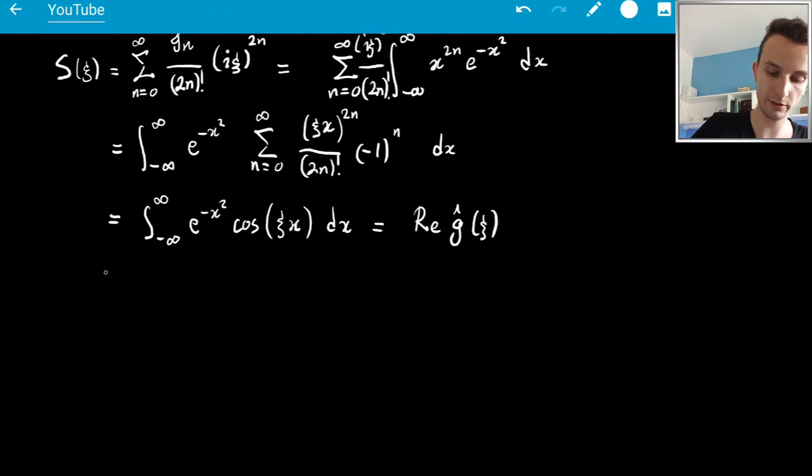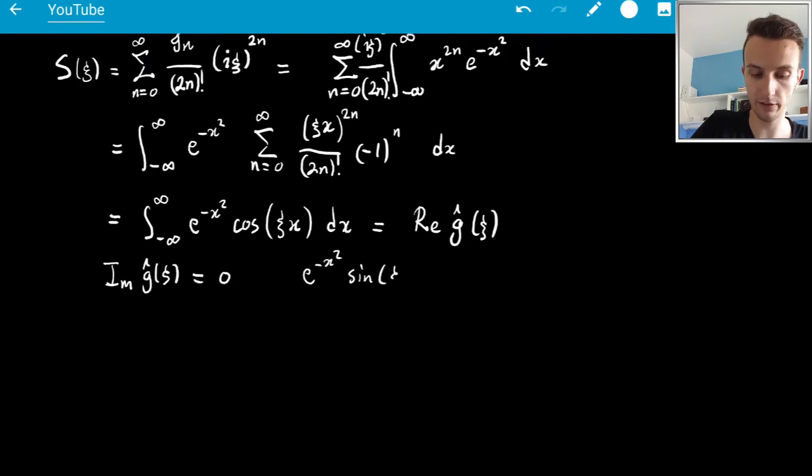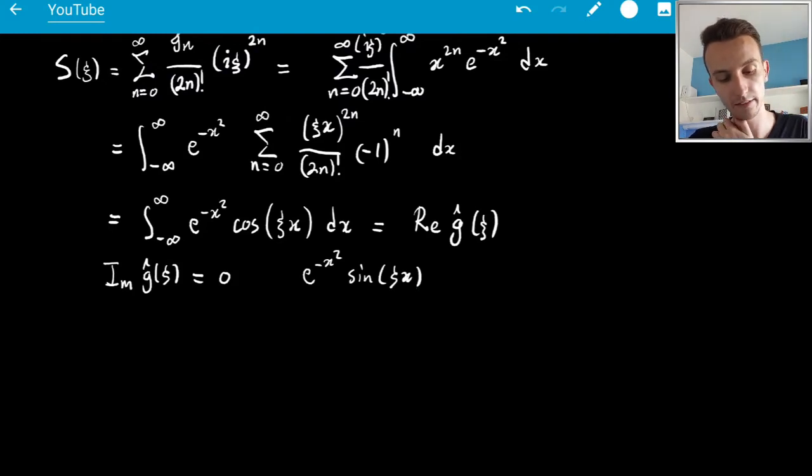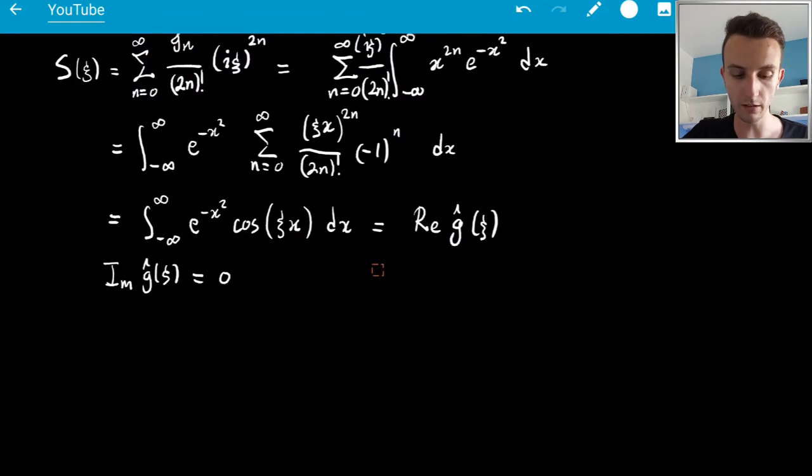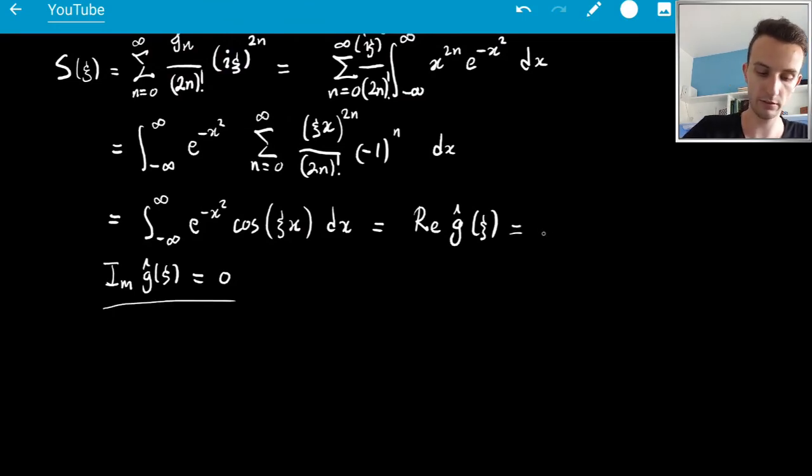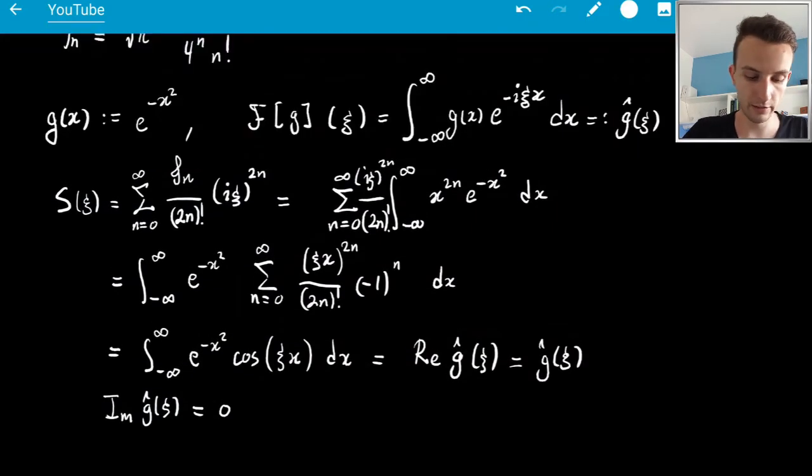But you might notice that the imaginary part of G hat xi is 0, since e to the minus x squared sine xi x will change sign to minus when x is negative, right? So this is odd, this is even. And so because of that, the two half intervals of the real line cancel. So because of this, it is just G hat of xi. Okay, so there you go.